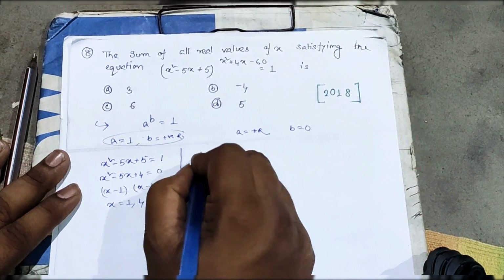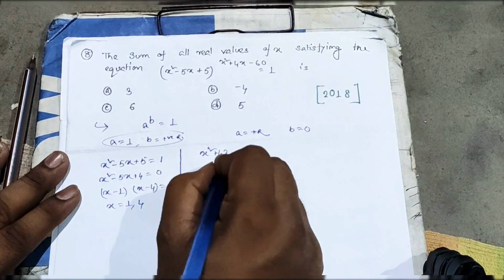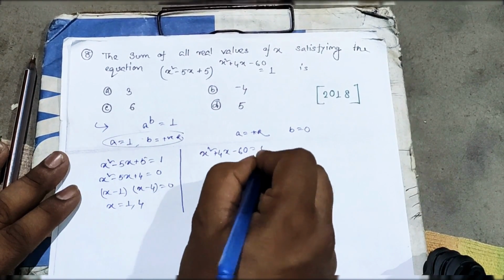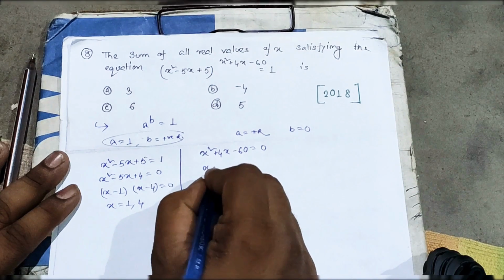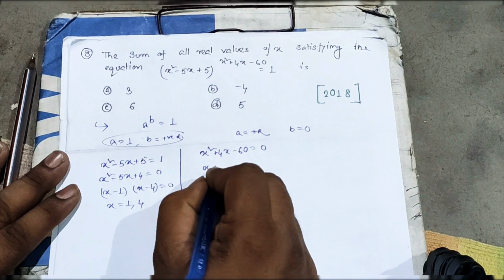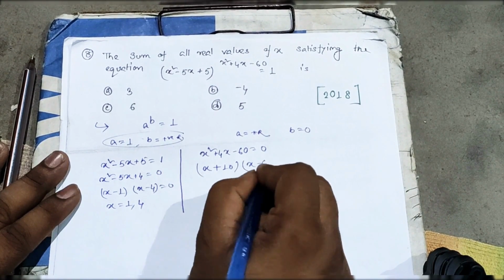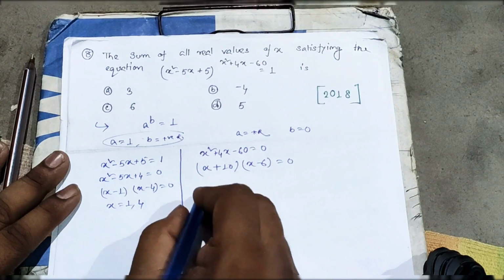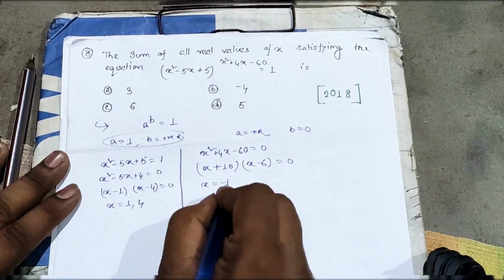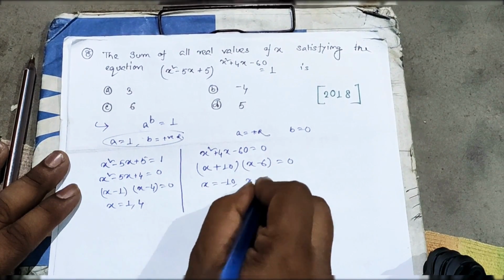From the second, x square plus 4x minus 60 equals to 0, I will get (x plus 10) multiplied by (x minus 6) equals to 0. So I will get x equals to minus 10 and x equals to 6.